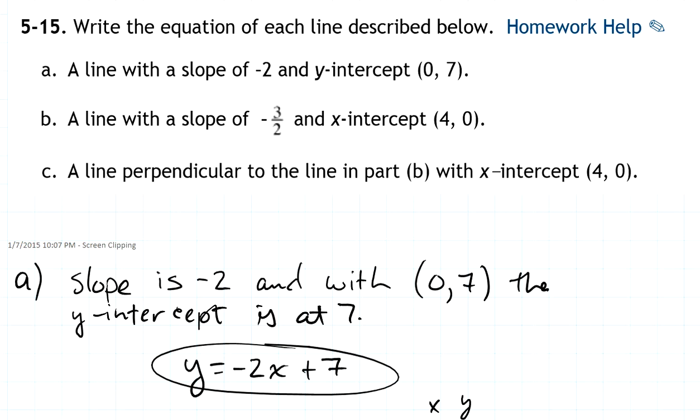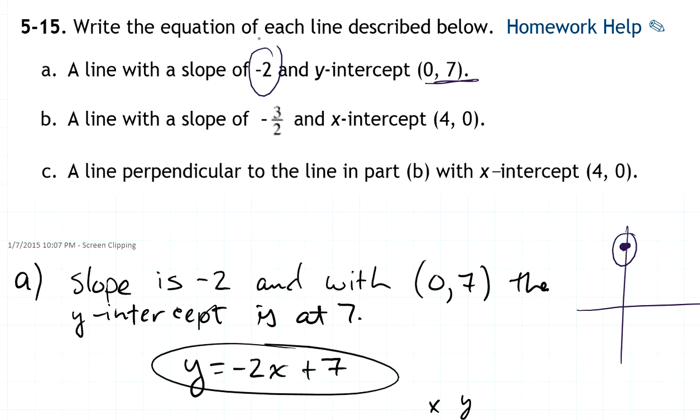Well, if I have a point at (0, 7), if I was just going to look at that on an xy coordinate system, that point x is 0, y is 7, that ends up being the y-intercept value. So I know that 7 is my y-intercept, and I know the slope of this line. So this is pretty straightforward, right? y equals -2x plus 7 as the answer for part A.